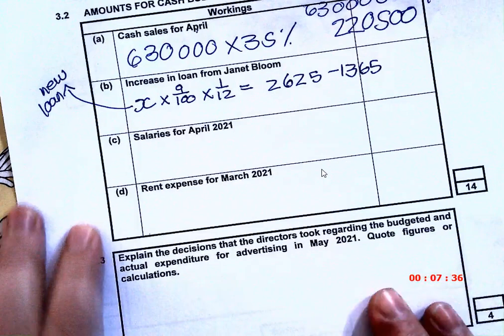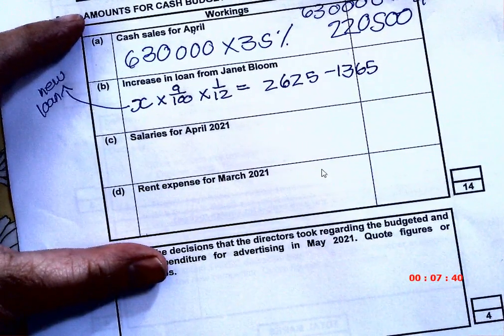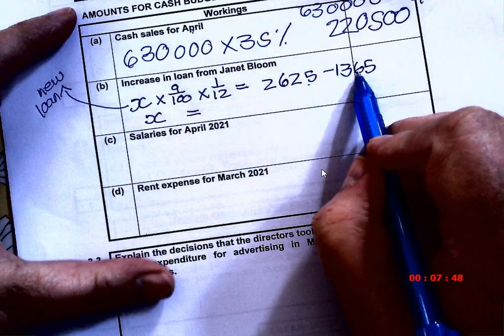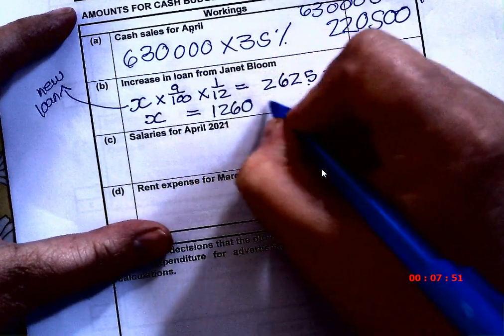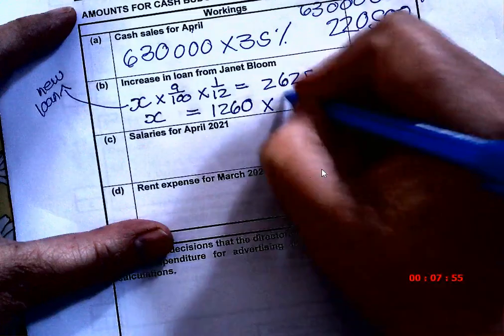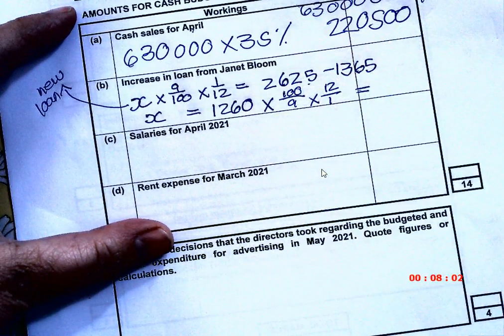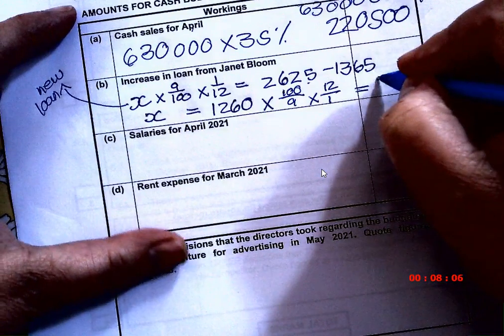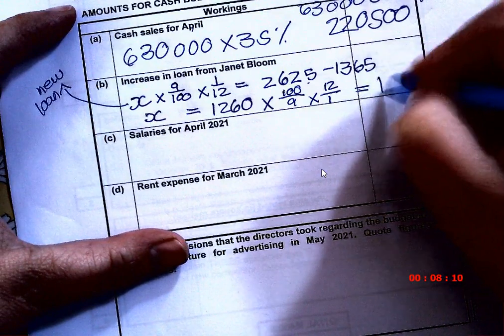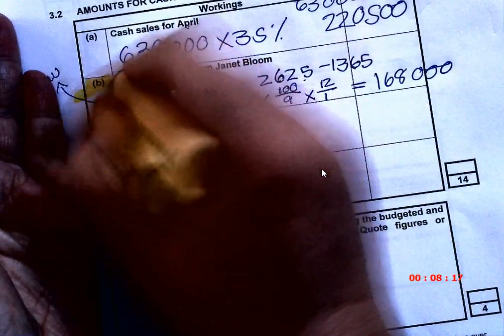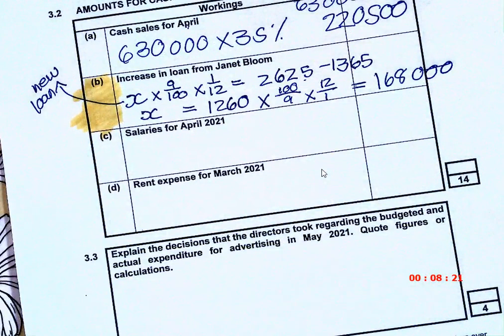Okay. So what am I going to do? I'm going to say, and now please guys, see the shortcut and study it. You're going to say X equals, what is the difference there? 1260 times, and now you're going to flip those. You're going to say 100 over 9, 12 over 1, and then you're going to get your loan. 168,000. Okay, so that this one here, they love asking the difference. Oh, fixed deposit matured, or we made a new fixed deposit, calculated, or with the loan, yes.